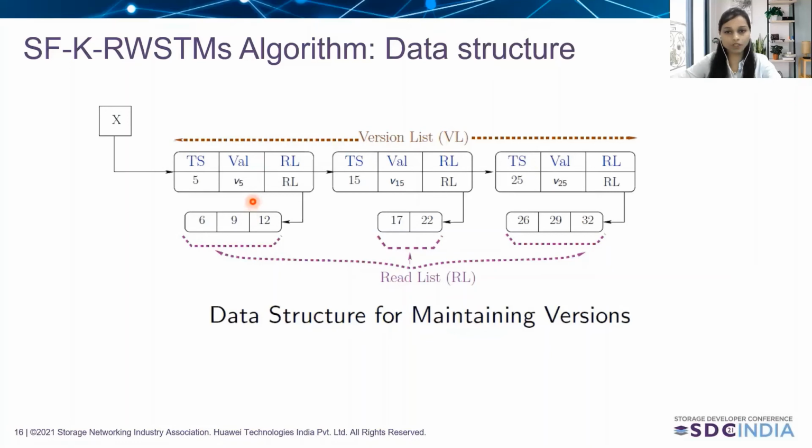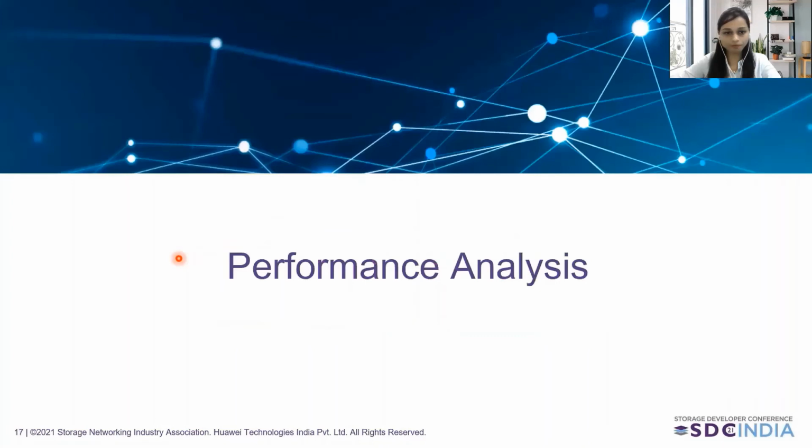For the sake of simplicity, we have represented them with the timestamps 5, 15, and 25, with the values v5, v15, and v25 respectively. Here the read list represents those transactions that have read from this particular version. For the version with timestamp 5, the transactions T6, T9, and T12 have read from it, and so on. So this is the basic data structure we have maintained for the SFK-RW-STM.